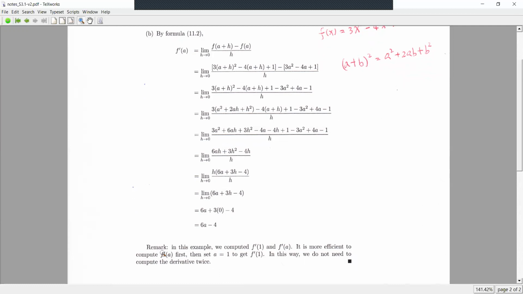About this example, there is a remark. In this example, we compute the derivative at 1 and the derivative at a separately. Actually, it is more efficient to compute the derivative at a first. After we get the derivative at a general point a, then set a to 1, we can get the derivative at 1. In this way, we don't need to compute derivatives twice.